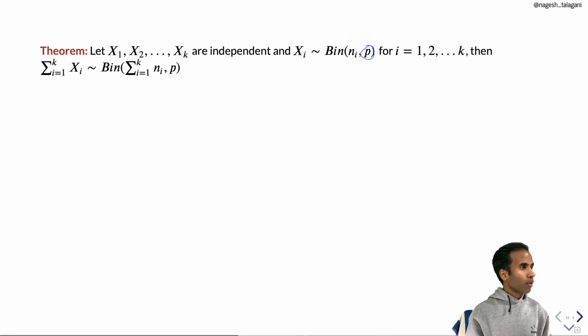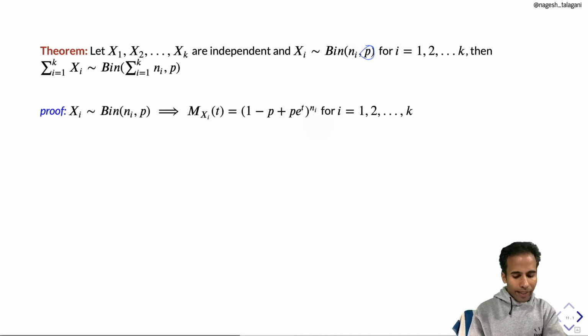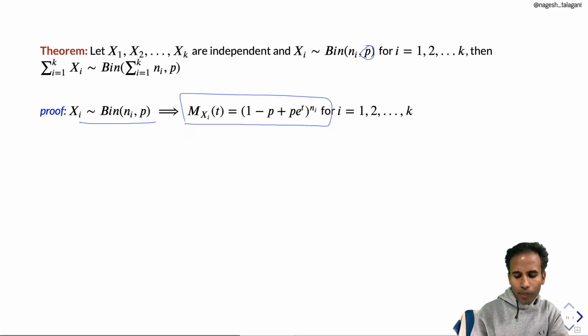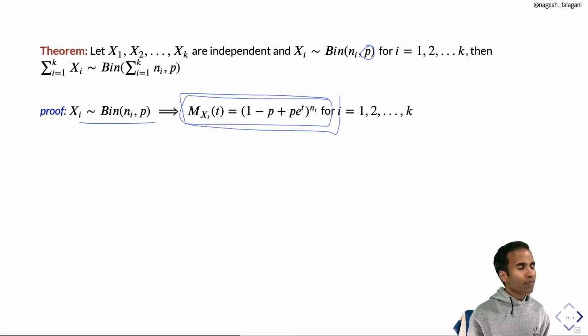Okay. Proof. Here xi follows the binomial distribution with parameters ni comma p. So its MGF is going to be (1 minus p plus p e power t) power ni for i equal to 1 to k. Because we know the MGF of the binomial distribution, we can write down the MGF of xi like this. Okay.